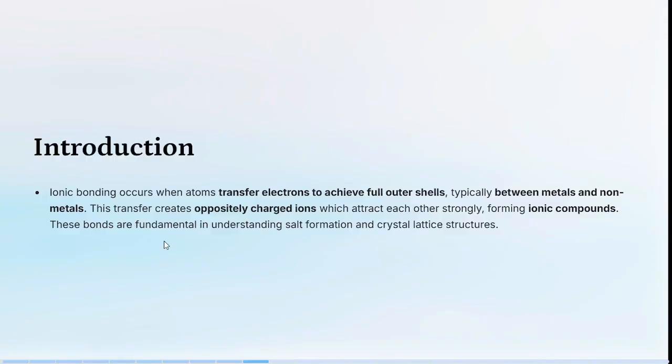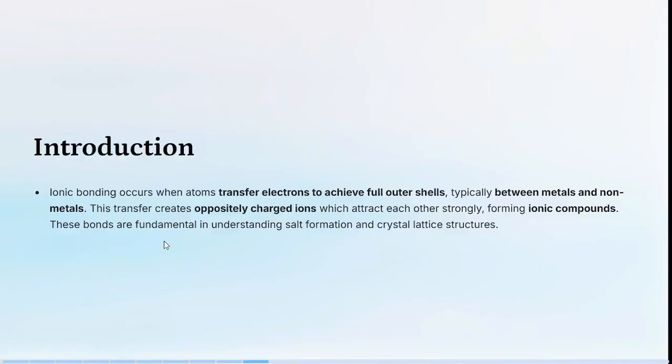It creates species that are known as anions and cations, where anions are negatively charged and cations are positively charged. When ionic bonding occurs, these two species are formed, and because of the strong attraction between positive and negative, the anion and cation, ionic bonds are a strong form of bonding. It leads to the formation of ionic compounds. These bonds are fundamental in understanding salt formation and crystal lattice structure.